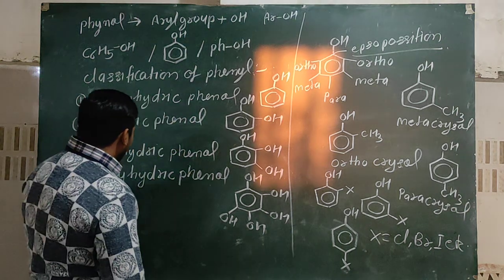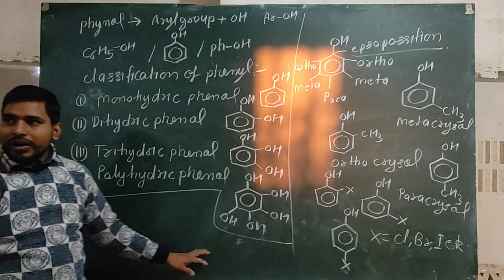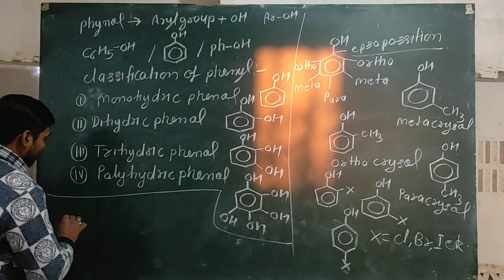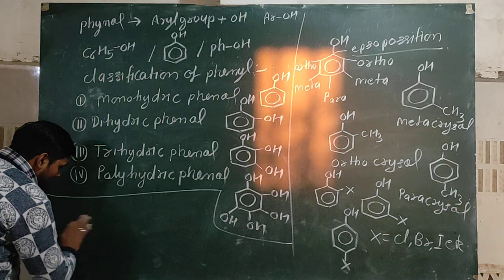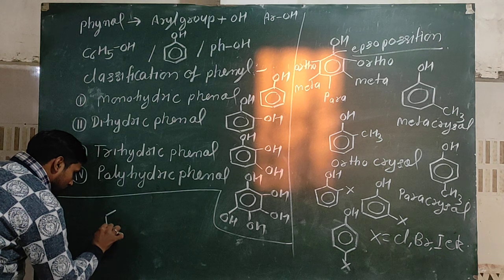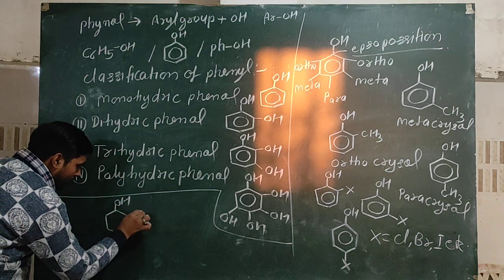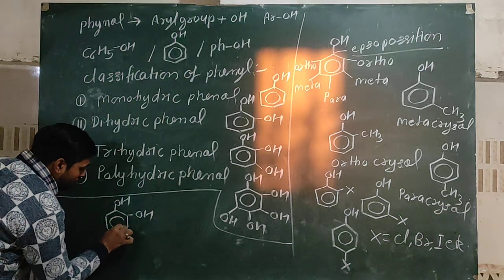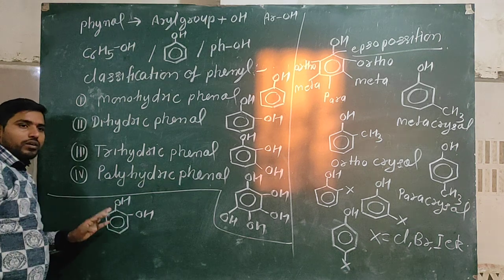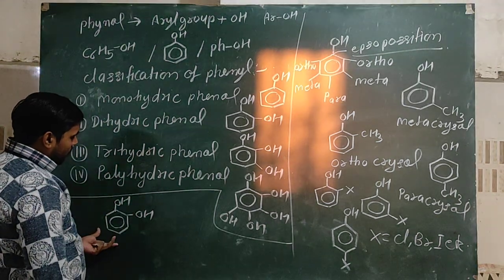Okay, dihydric phenol, which is also categorized in different categories, that one is OH and OH. If two OH groups are attached toward adjacent carbons of the phenyl ring, then it is known as catechol.